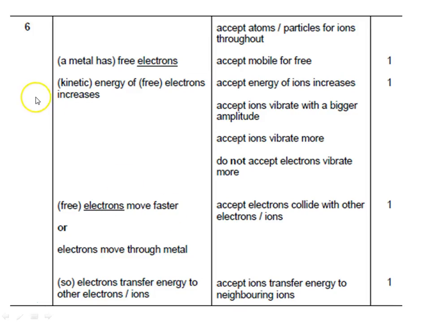So if you see here, it says metal has free electrons. The energy of the free electrons increases, so they gain more energy. They then move faster. And then electrons move through the metal, transferring the energy to the other electrons, okay? You can say electrons collide with other electrons or ions, okay? It says accept atoms for particles for ions throughout, so you can say atoms, but the actual term is ions.